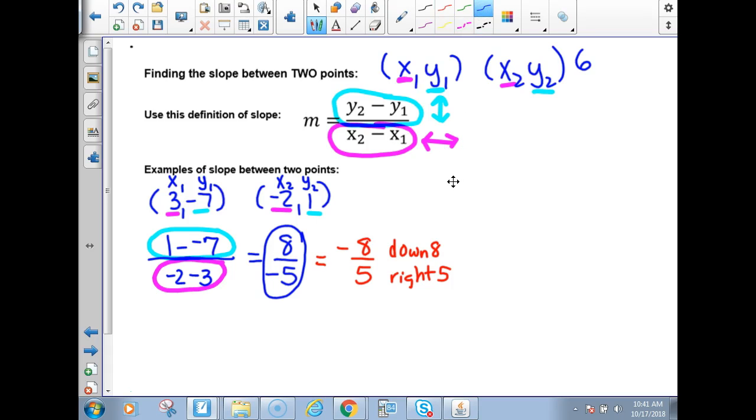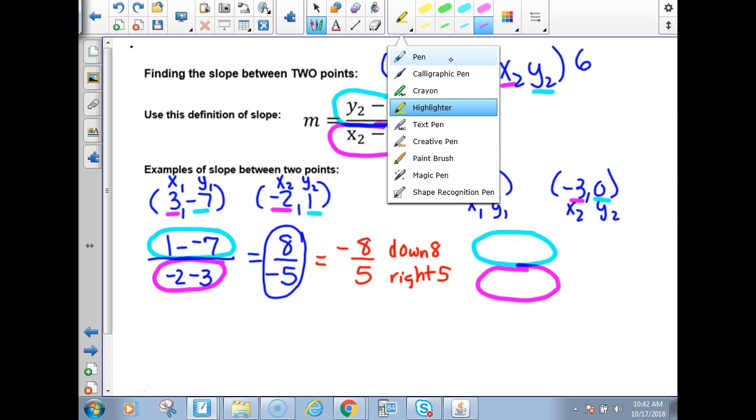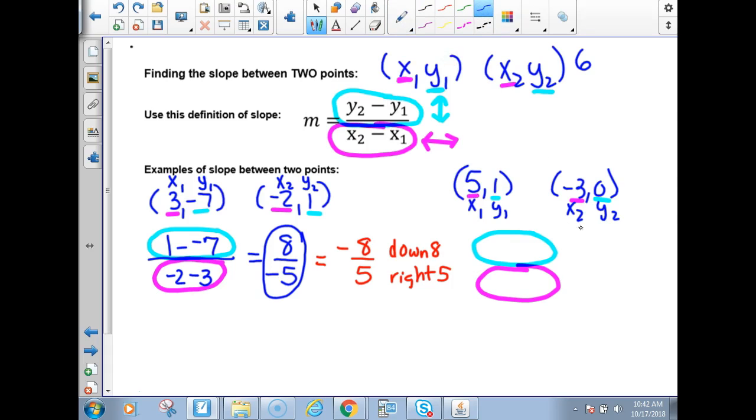Let's do one more example. 5, 1, and -3, 0. Got your x1, y1, x2, y2. We start with the second numbers, the blue ones, and then over the pink ones, which are going to be the x's. All right, so I'll start with the y's.